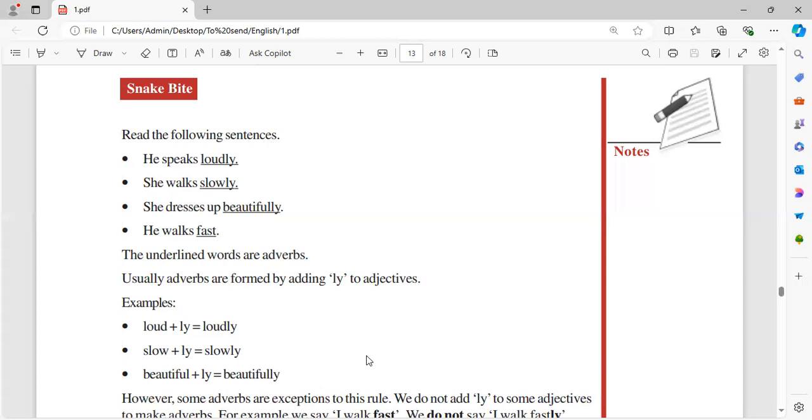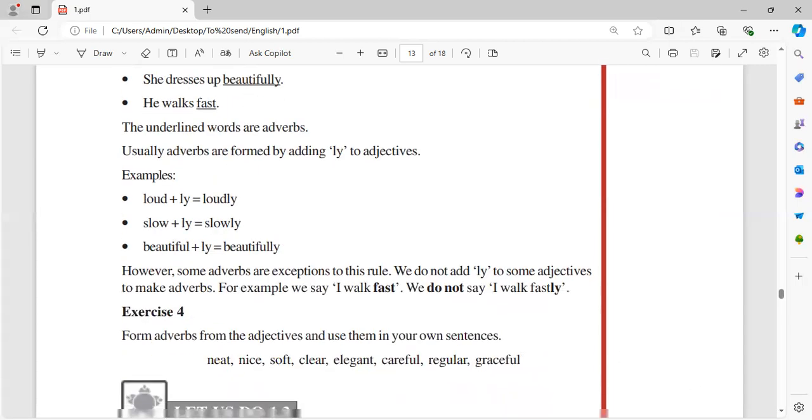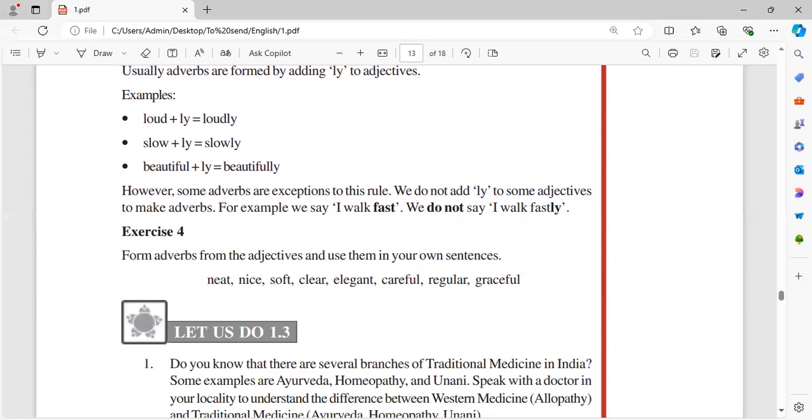She walks slowly. She dresses up beautifully. He walks faster. So the underlined words are all adverbs. Usually adverbs are formed by adding ly to adjectives. So see, loud is an adjective; you put ly, loudly, it is an adverb. Slow is an adjective; you put ly, slowly, it becomes an adverb. Beautiful is an adjective; you put ly and it becomes an adverb.